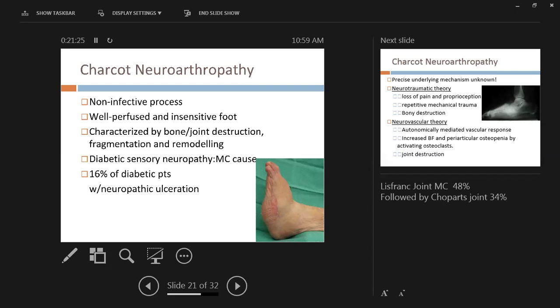So Charcot foot occurs in patients who are severely uncontrolled diabetics. Their sugars are in the 300-400s, their A1Cs are above 10. I would call these very, very sick, very unhealthy patients, just not controlled diabetic patients. The statistics have shown that about 16% of our diabetic patients have a neuropathic ulcer, and even fewer progress to the Charcot foot.